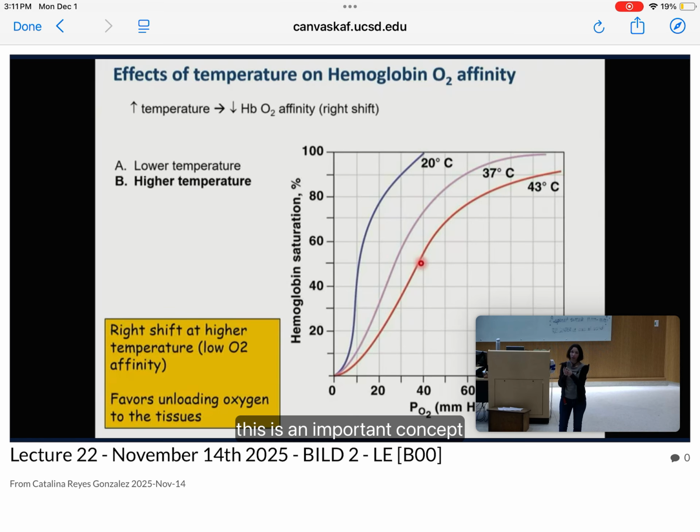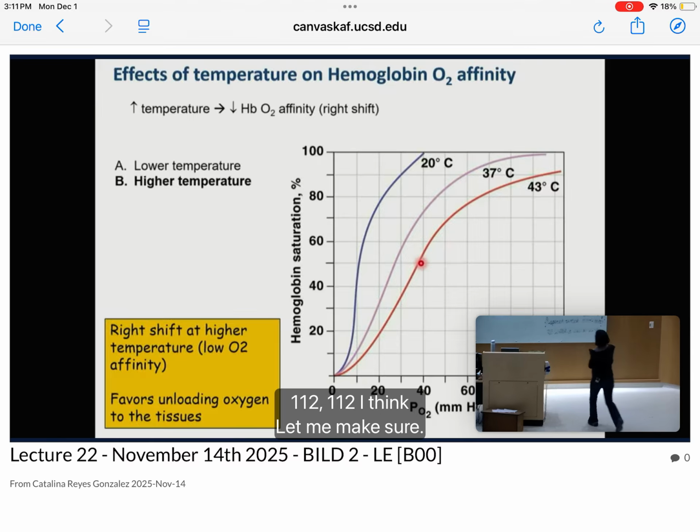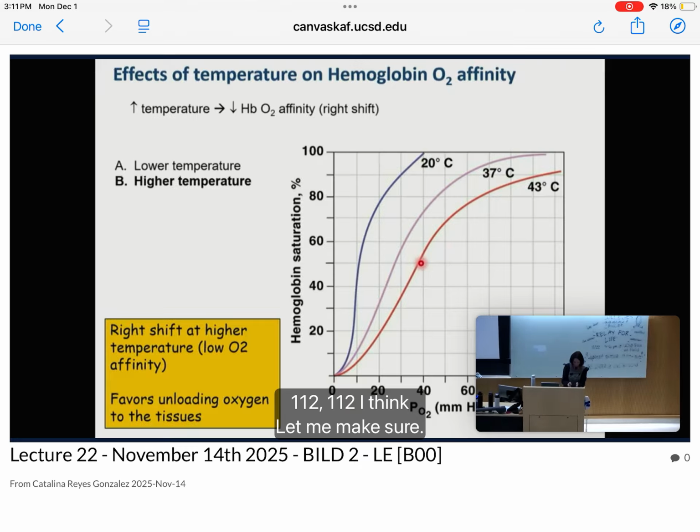This is an important concept that you guys need to understand. So I need a solid yes, a solid no. Yes? Anybody no, and it's okay to say no? We're good? Can I move on? You sure? Okay. All right, the code is 112, 112, I think. Let me make sure. Yeah, 112.